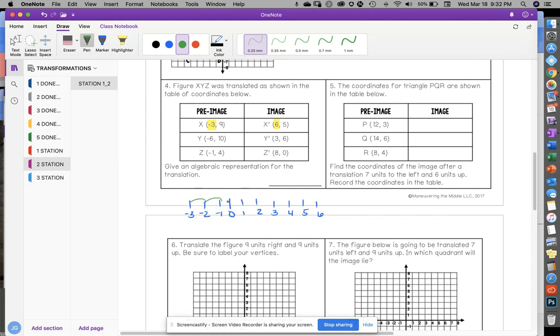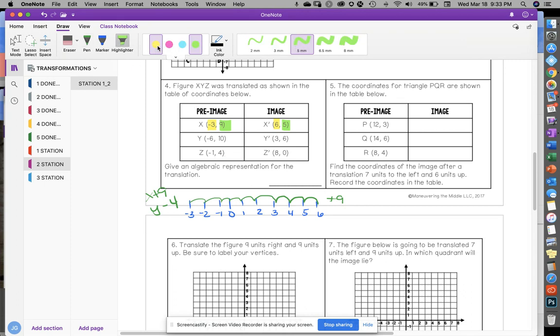So 1, 2, 3, 4, 5, 6, 7, 8, 9. We went up by 9 on the X, all right? So what did we do on the Y? The Y went from 9 to 5. Well, we can do that one a little bit easier. 9 take away 5 is -4. So the X's are looking like we went X plus 9 and then Y minus 4. At least that's the first pair.